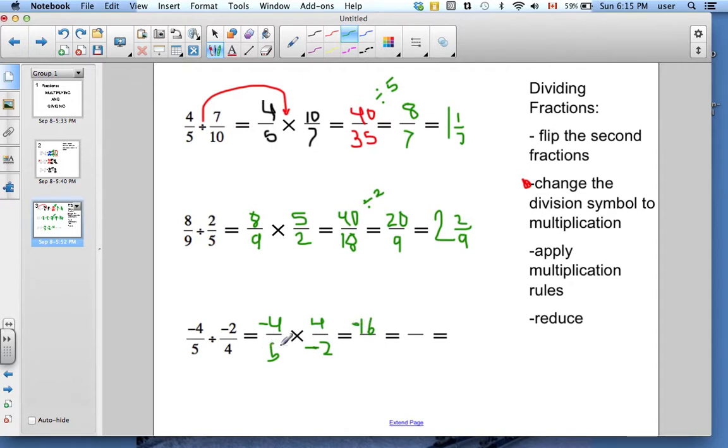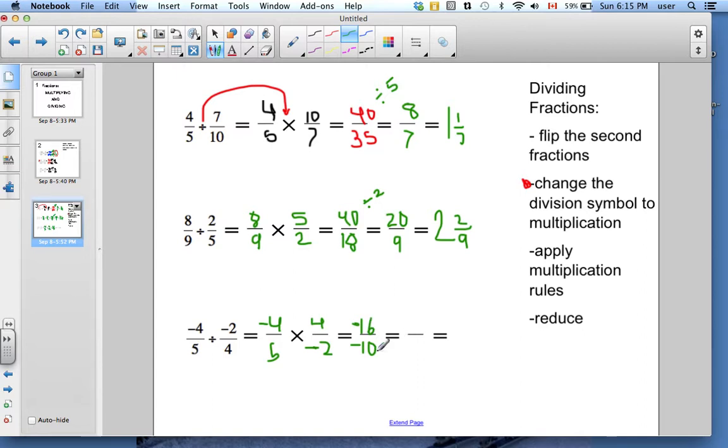Next thing we're going to look at is we have 5 multiplied by 2. We get a 10. Negative and a positive give us a negative. Well, what do 2 negatives make? 2 negatives make a positive. So you know your next answer is going to be positive. So it's going to be 16 over 10.